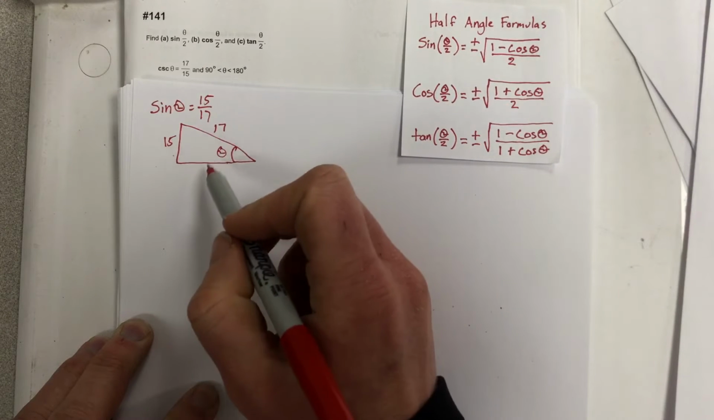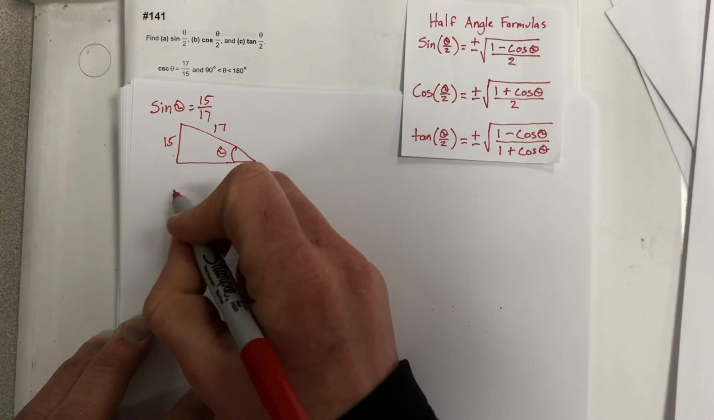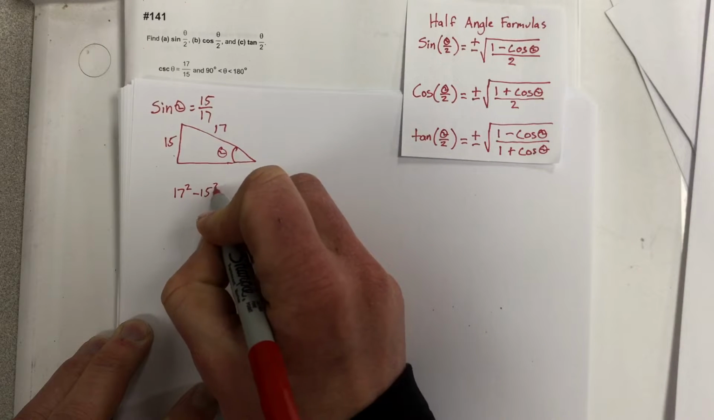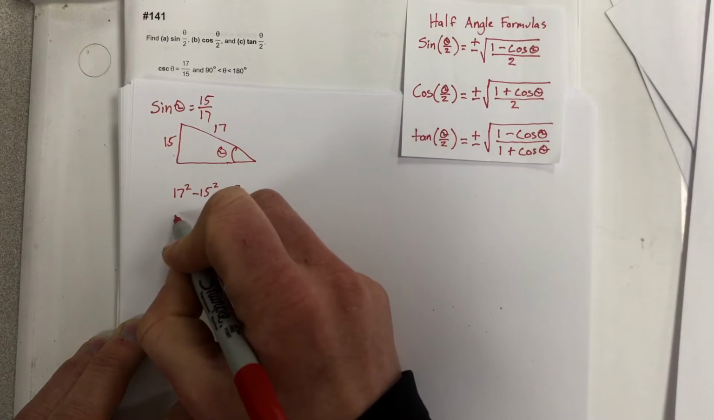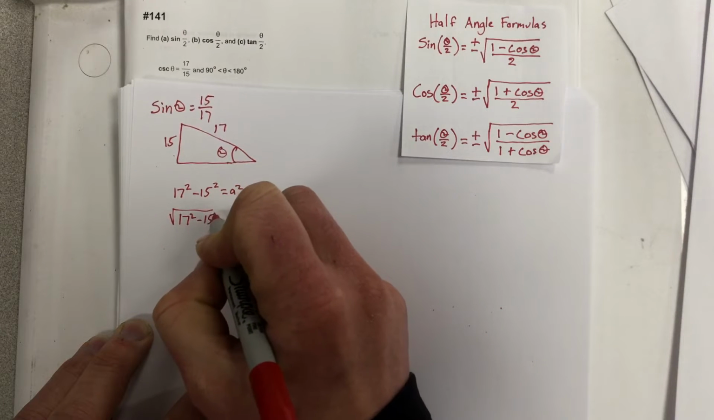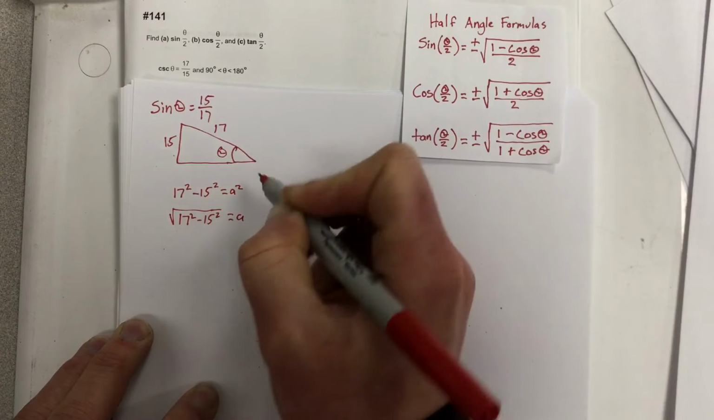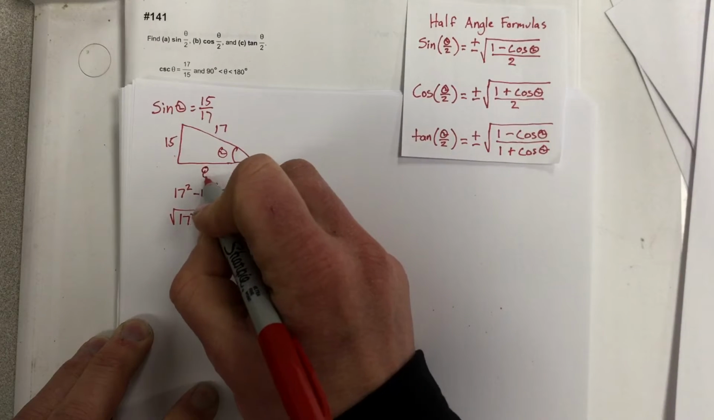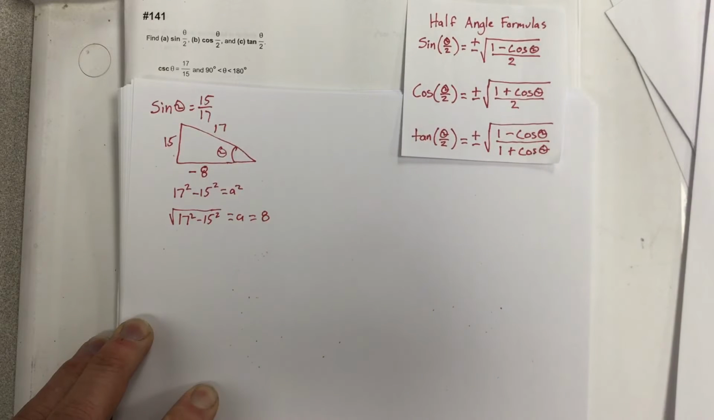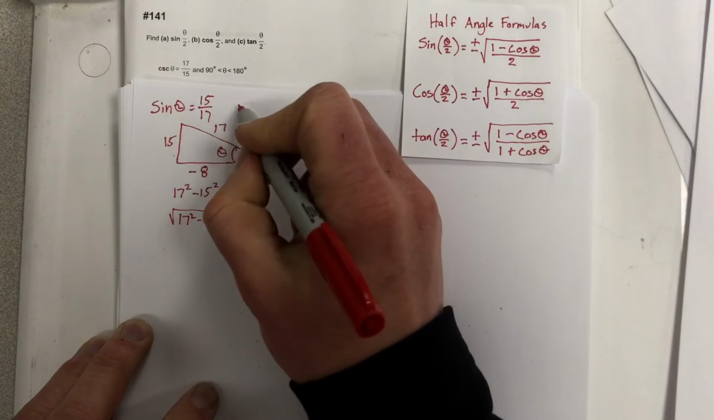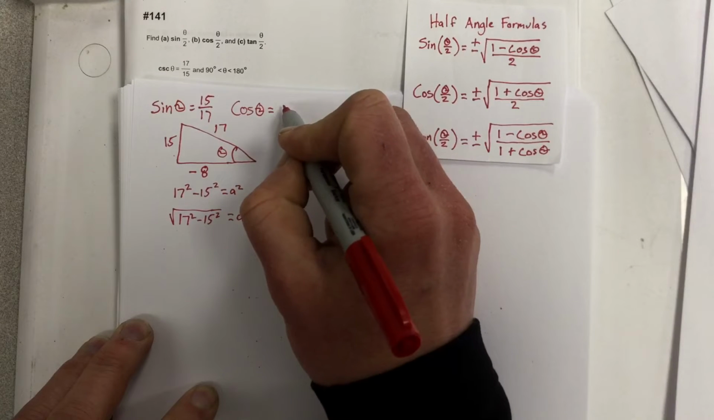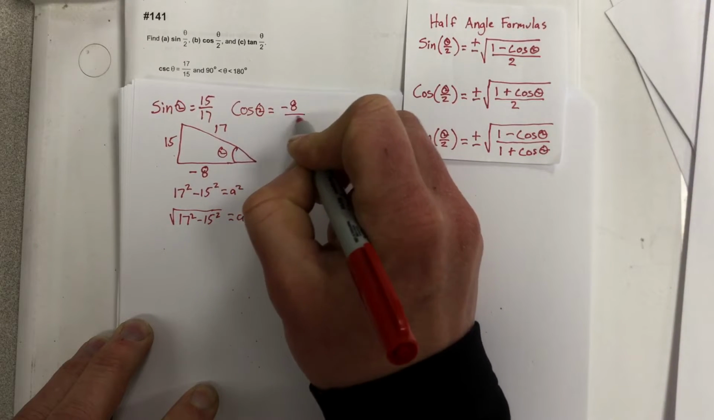So then I'm going to do the Pythagorean theorem to find the other side. That'd be 17 squared minus 15 squared equals a squared. So the square root of 17 squared minus 15 squared is a, which is going to equal 8. So this is 8. But it's negative 8 because we're in quadrant 2. So cosine theta is negative 8 over 17.